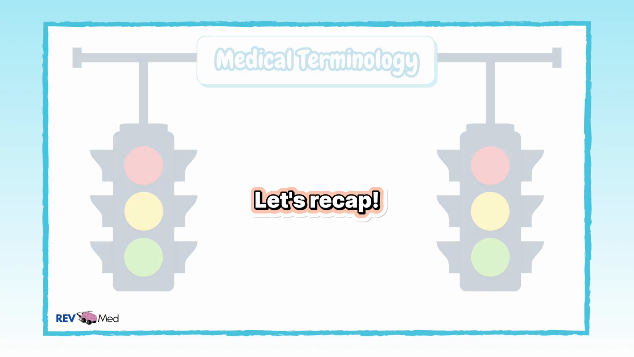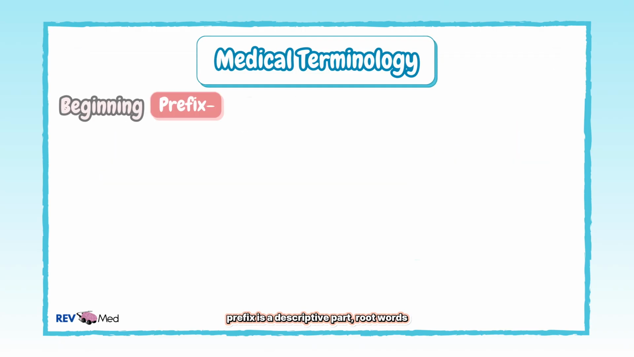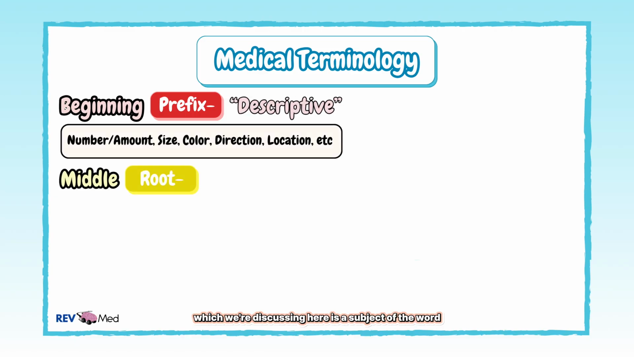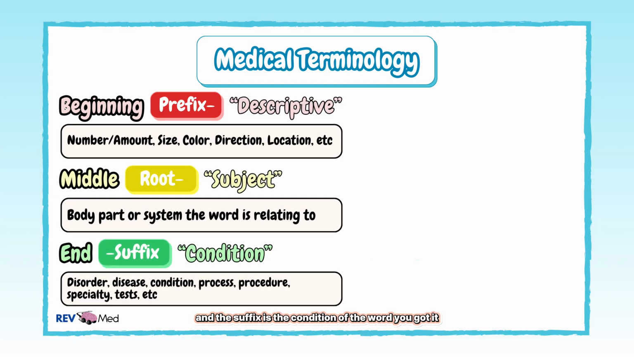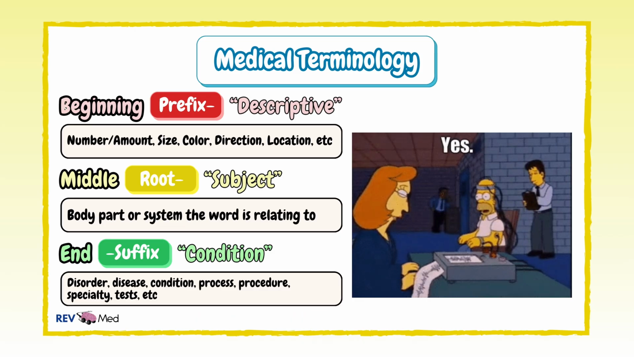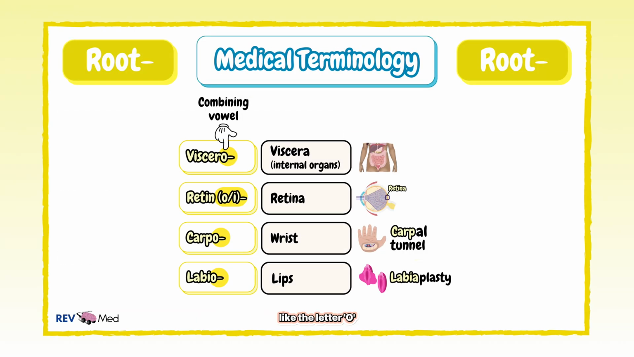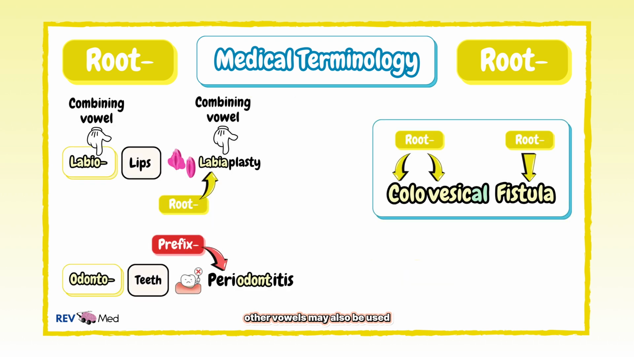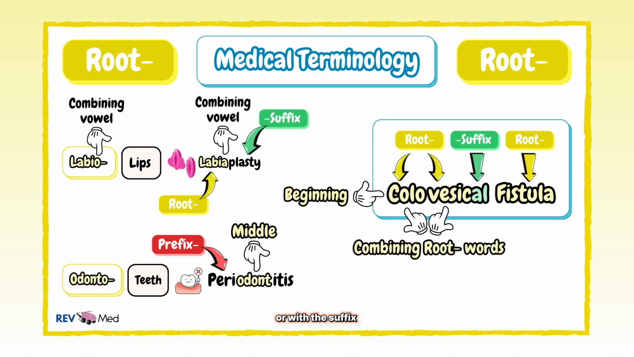Okay, let's recap. Medical terms have a beginning, middle, and an end to their story. Prefix is the descriptive part, root words, which we're discussing here, is the subject of the word, and the suffix is the condition of the word. You got it? Now root words, a lot of them are ending in a combining vowel like the letter O. Other vowels may also be used. Root words may star as the beginning of the show, or they can be found in the middle. They can combine with another root word in a series, or with the suffix.